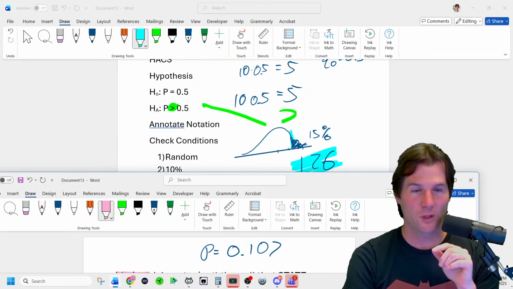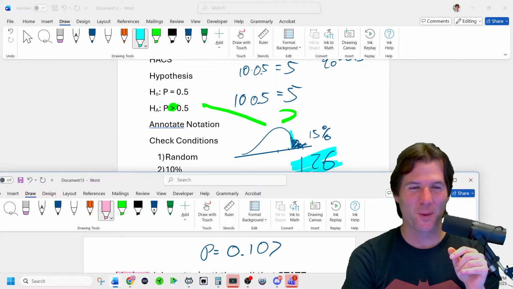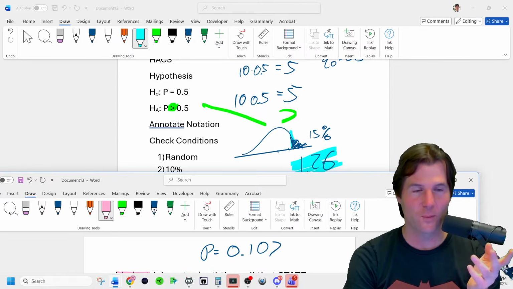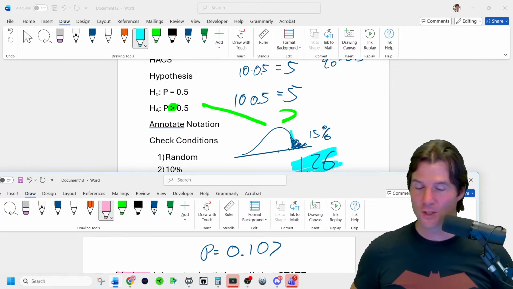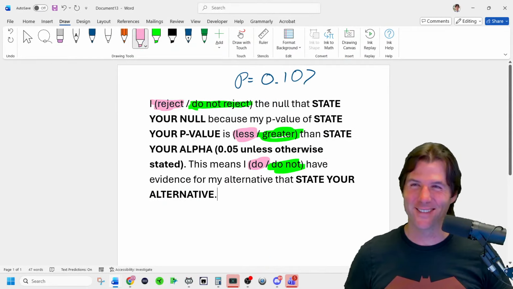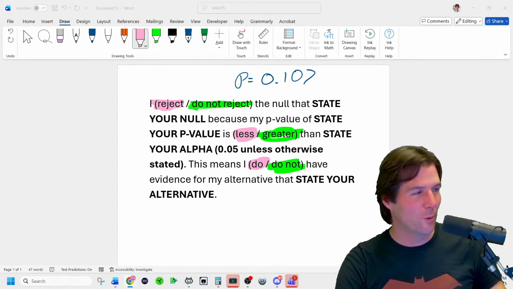I failed to reject that 50% of students have been to In-N-Out. We're doing In-N-Out right now. Because my p-value of 0.107 is greater than my alpha level of 0.05. This means I do not have evidence for the alternative that more than 50%. Just understanding what you're saying right here, that you're stating your conclusion. Yeah, that's what happens. 200 characters max. And I'm going to try to do one more thing right here.